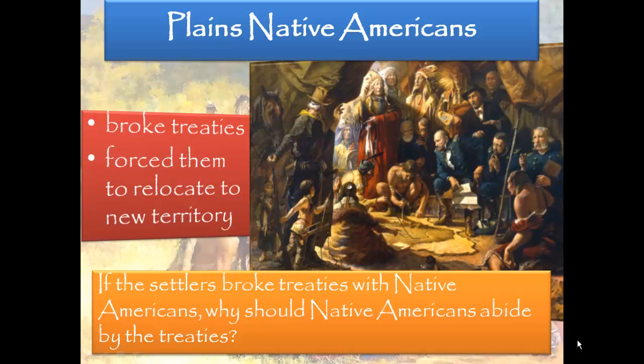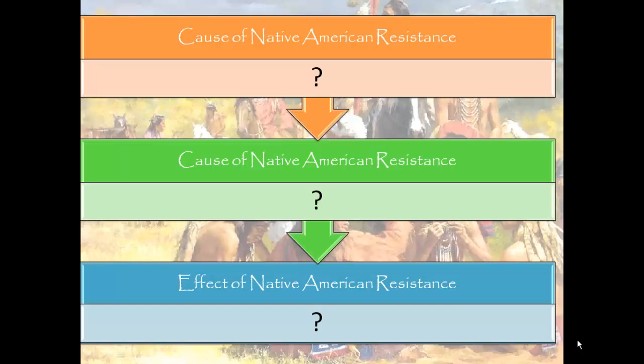Lots of times these traders broke the treaties that they made with the Native Americans and they forced them to relocate to new territory. And one of the overriding questions that I would like for you to ask yourself as we go through this today is, if the settlers broke treaties with Native Americans, why do Native Americans abide by the treaties? And I think that is something that most students can understand. If we expect you to live by rules, then we ourselves as your teachers should abide by those rules. So I think that you have an understanding of that for Native Americans.